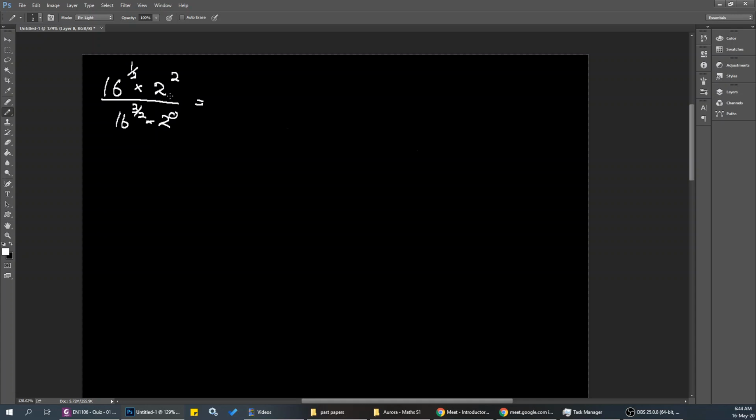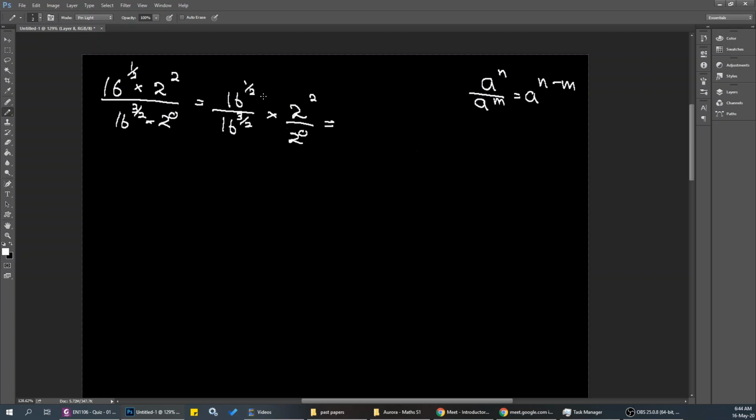This is just an application of the rules of indices. If you can remember, we had a to the power n over a to the power m, and we can write it as a to the power n minus m. This is the same rule that we are going to apply here. We can write it like this: 16 to the power half over 16 to the power 3 over 2, times 2 to the power 2 over 2 to the power 0. This is a multiplication, so you can arrange it any way you want while adhering to the rules of multiplication.